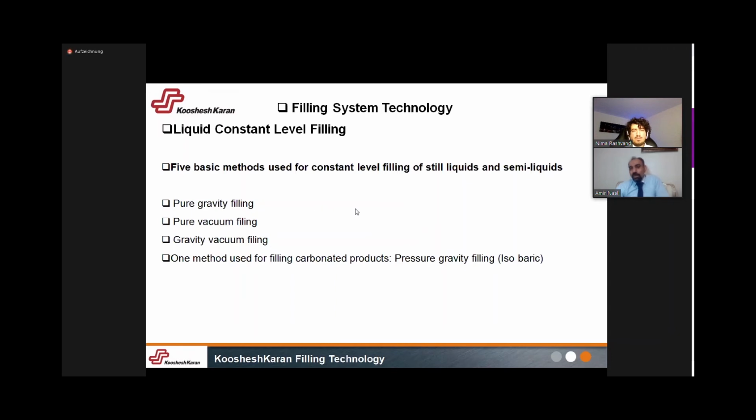Okay. About the liquid constant level filling machine, we have four basic methods: pure gravity, pure vacuum filling, gravity vacuum filling, and one method for filling carbonated products, pressure gravity filling. I will explain these one by one. The first method, pure gravity filling.